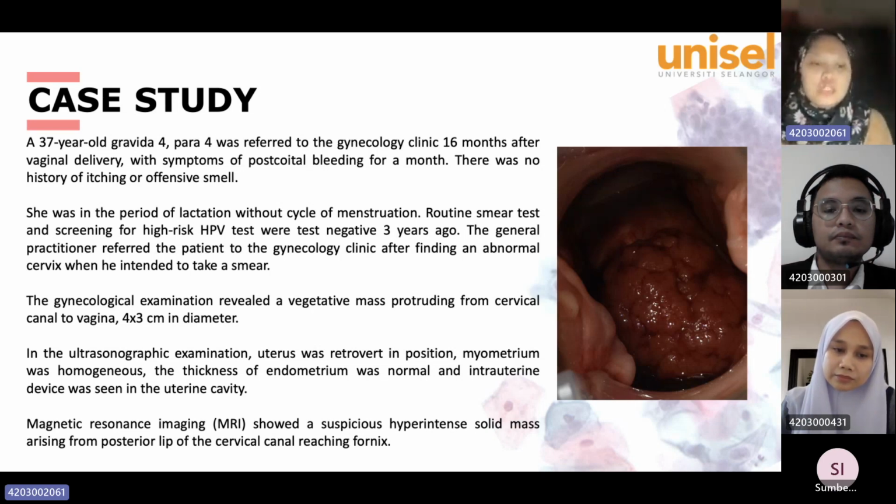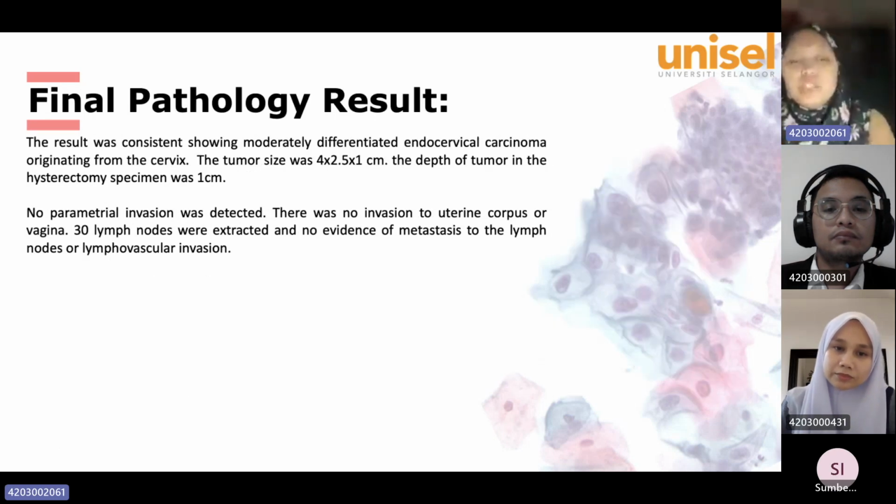Magnetic resonance imaging (MRI) showed a suspicious hyperintense solid mass arising from the posterior lip of the cervical canal reaching the fornix. Next, the final pathology result. The result was consistent, showing moderately differentiated endocervical carcinoma originating from the cervix. The tumor size was 4 by 2.5 by 1 cm.